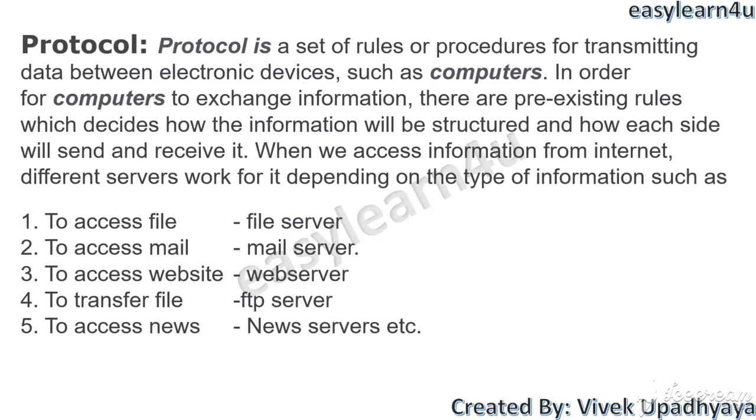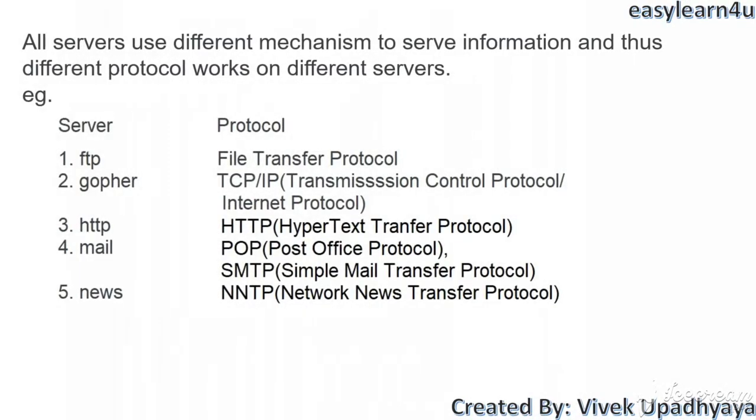When we access information from the internet, different servers work for it depending on the type of information, such as to access file server, to access mail server, to access web server, to transfer file, FTP server, to access news servers are working, and on each server different protocols are working. So all the servers use different mechanisms to serve information and thus different protocols work on different servers.